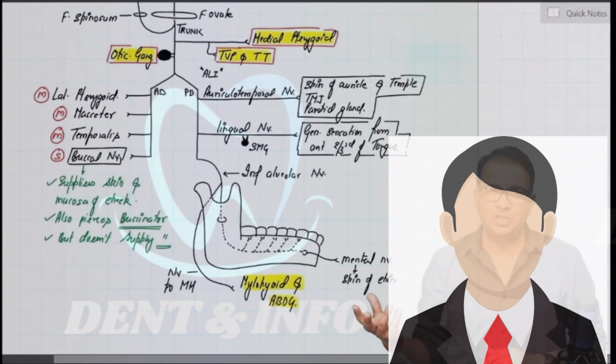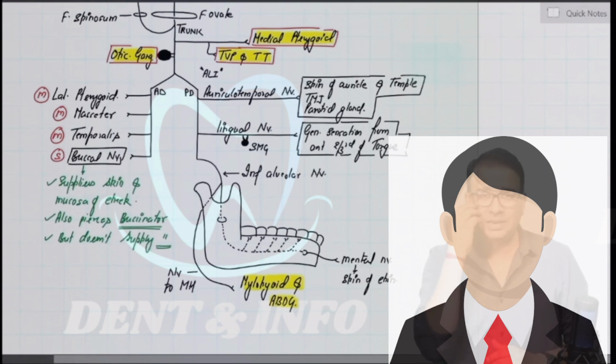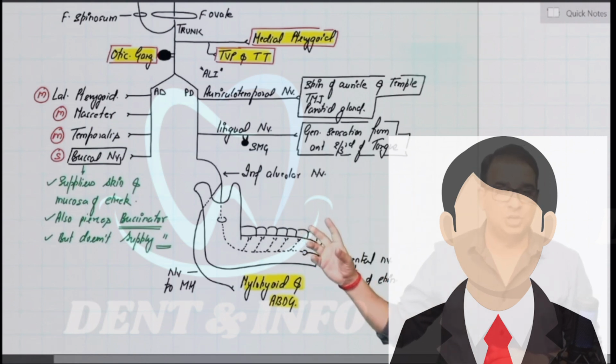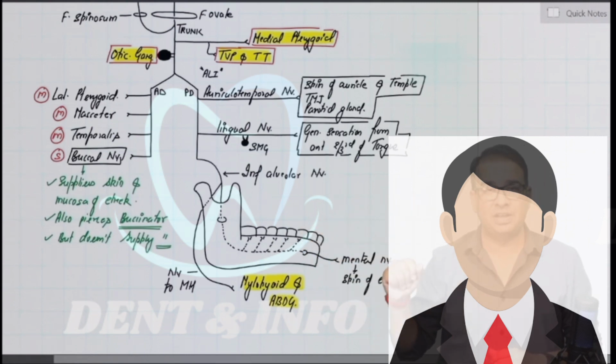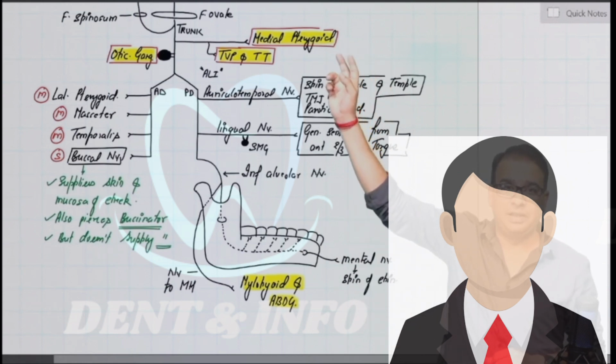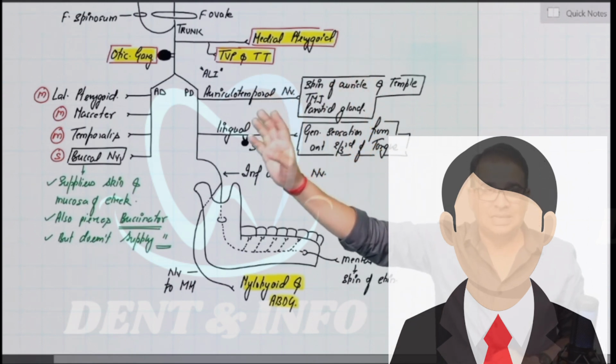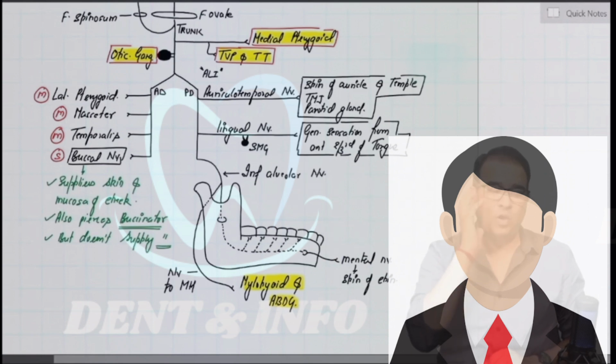If someone has an ophthalmic nerve injury or a maxillary nerve injury, then obviously there will be sensory loss. There will be sensory loss in the forehead area. There will be sensory loss in the maxillary area. But when the mandibular nerve is injured, then your muscles of mastication will get affected. Medial pterygoid will get affected. Lateral pterygoid will get affected, masseter, temporalis. So muscles of mastication will not work.